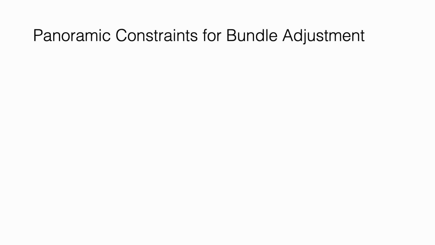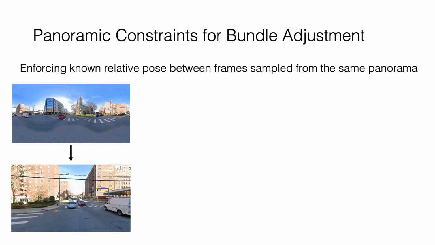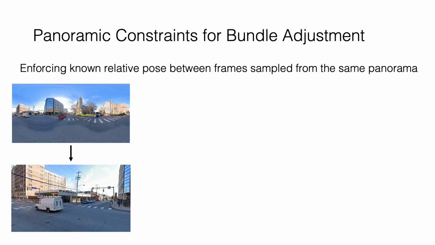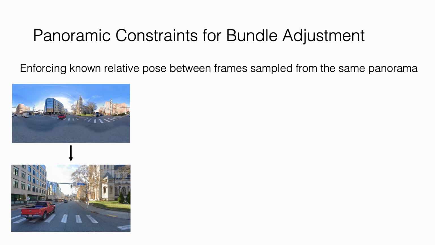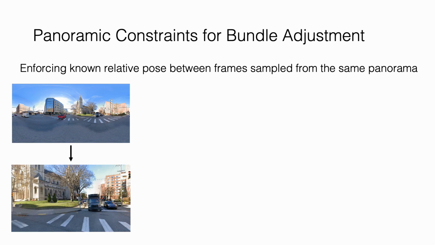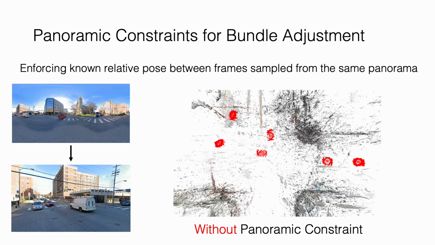One important technical detail is that we should enforce known relative pose between frames sampled from the same panorama. For example, in this case, we uniformly sample and extract perspective images from the panorama along the yaw direction, using them as input to our 3D reconstruction method. Enforcing this constraint in the bundle adjustment step is crucial.